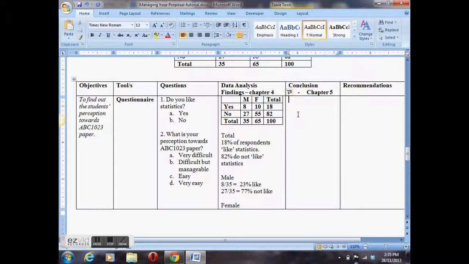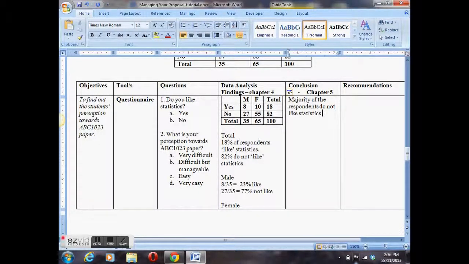Majority of the respondents do not like statistics, or majority of the students hate statistics. Right? Do not like, it means hate. Okay, so majority of the respondents do not like statistics. So that is one conclusion that we can make from the overall.